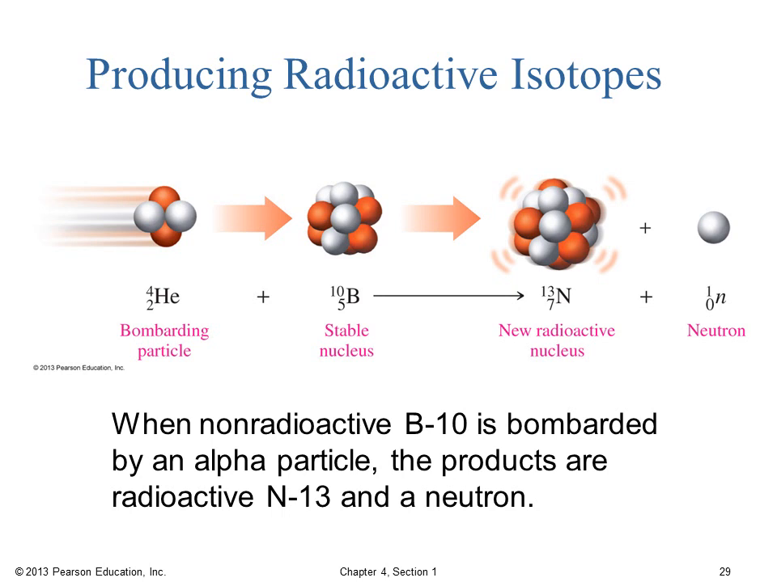We do the same thing with the atomic numbers. We have helium with an atomic number of 2 and an atomic number of 5 for boron, so they sum up to 7 on the left-hand side. On the right-hand side, nitrogen has an atomic number of 7 and the neutron is 0, so 7 plus 0 is 7. So we have 7 on both sides of the equation.